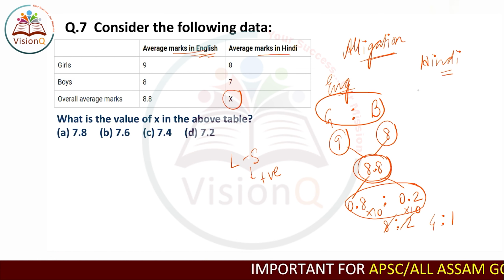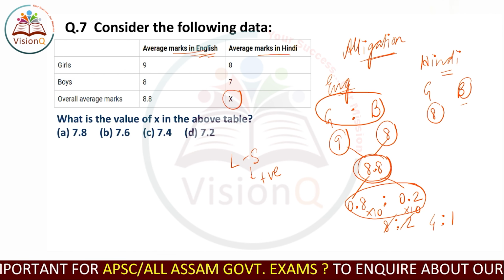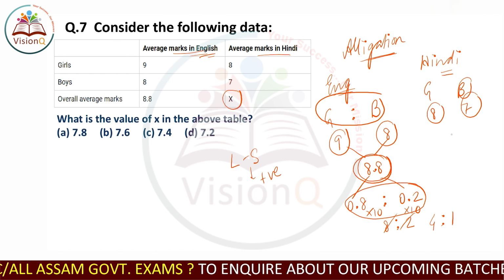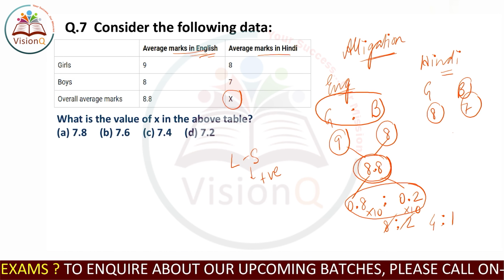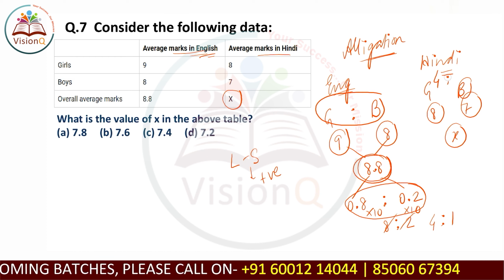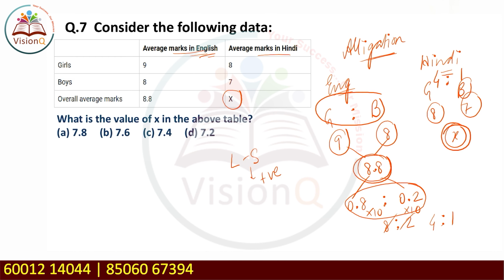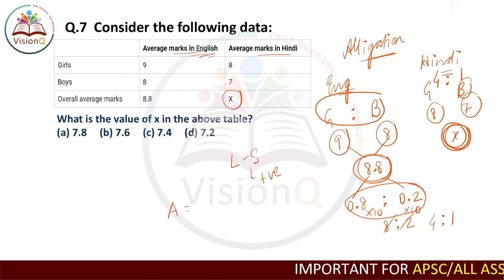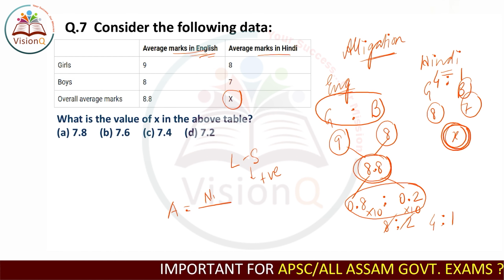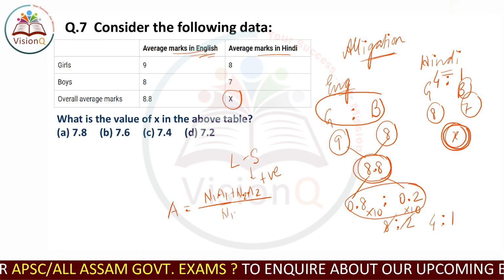Now in case of Hindi, the average marks of girls is 8, the average marks of boys is 7. It is asked to find out the overall average marks, which is X. And the ratio of girls and boys is 4:1. Now to find out the total average or the weighted average or the average of the whole class X, there is a formula. The formula is N1 into A1 plus N2 into A2 divided by N1 plus N2.